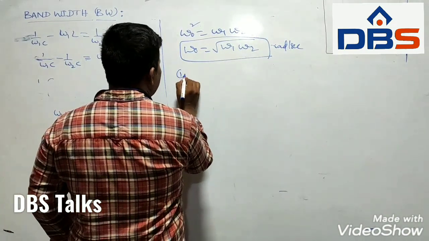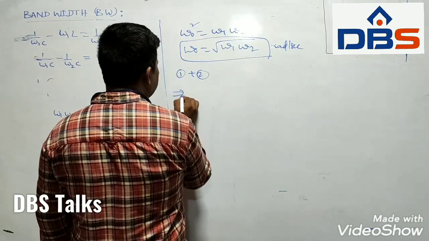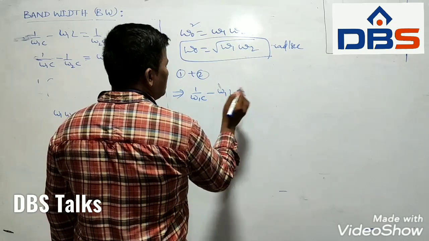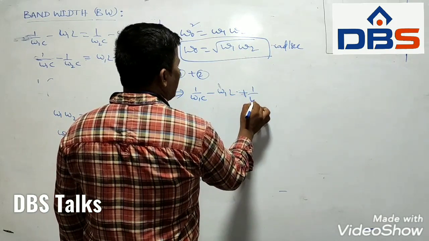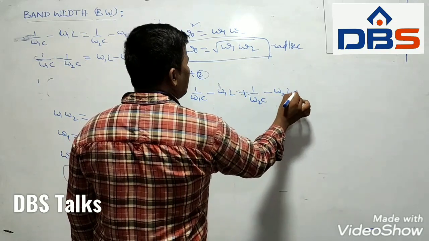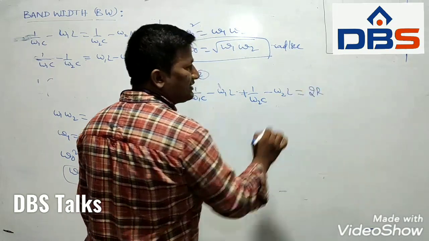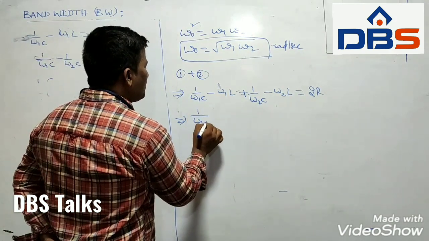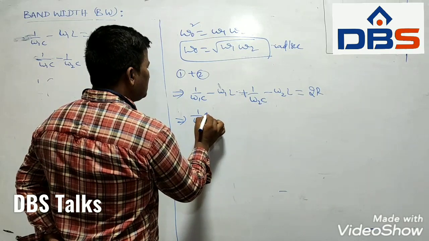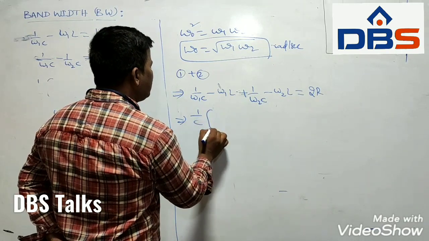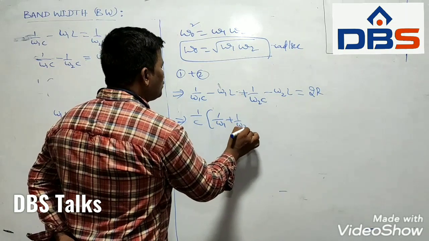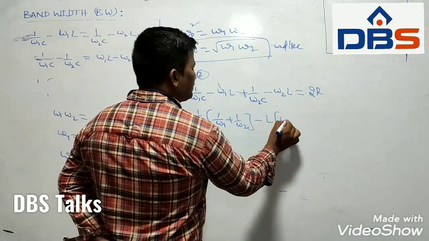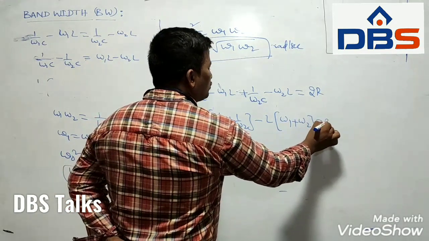Suppose we add equation 1 and equation 2, we can consider 1 by omega 1 c minus omega 1 l plus 1 by omega 2 c minus omega 2 l equal to r plus r, that is 2r on the right side. Now we can take as common factor 1 by c, 1 by omega 1 plus 1 by omega 2, minus l taken as common factor, omega 1 plus omega 2, equal to 2r.